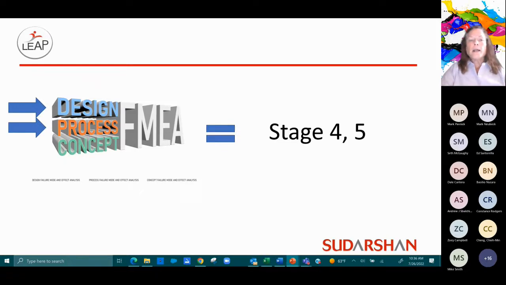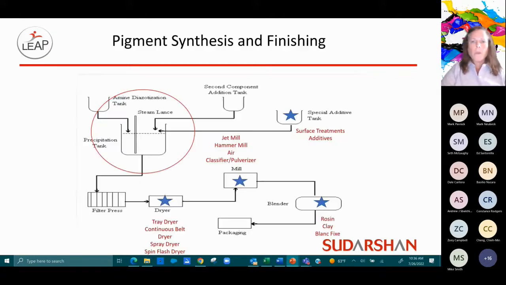So moving on, the design and process FMEA is also considered stage 4 and 5 with the stage gate process. And as we are a pigment manufacturer, we talked about the manufacturing steps of pigments, different pigments in the past webinars. So I simplified the synthesis quite a lot in this particular diagram, just really only showing 1 kettle, but it can be complicated.